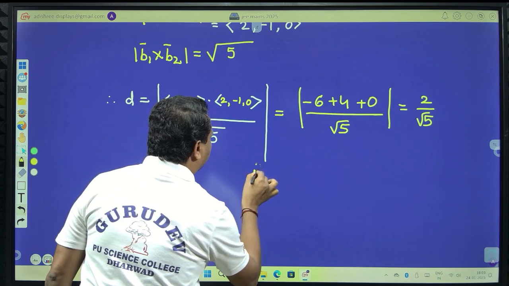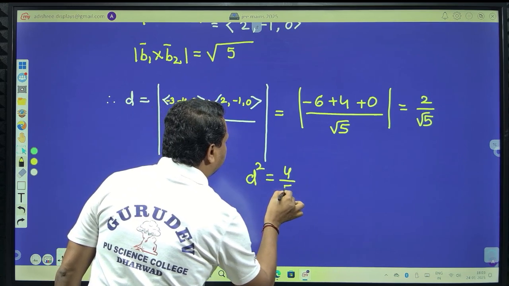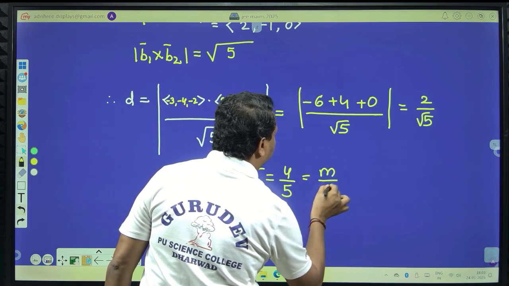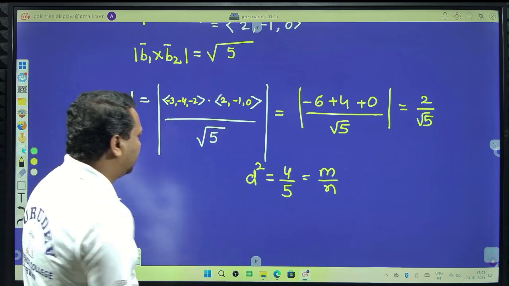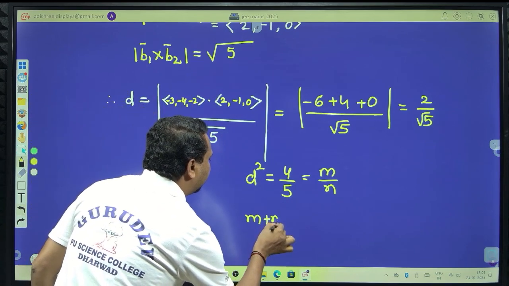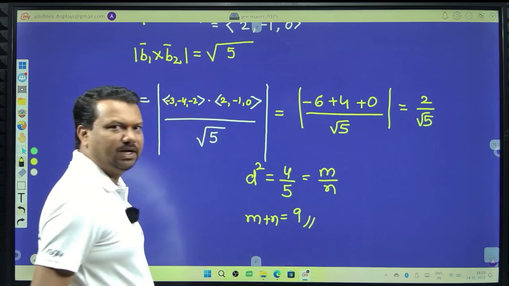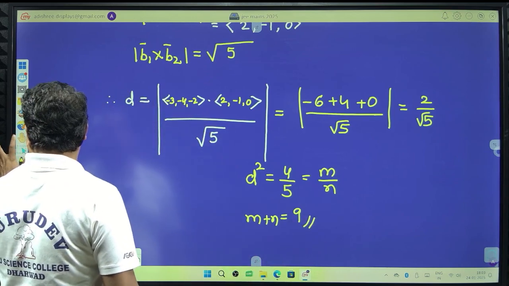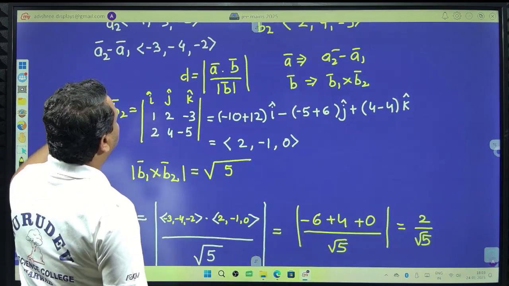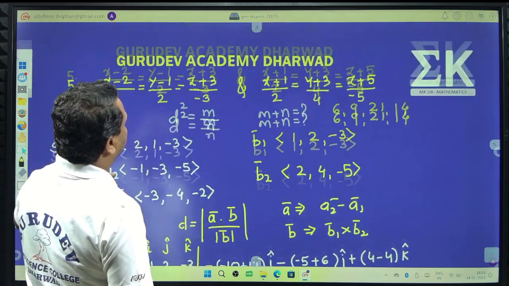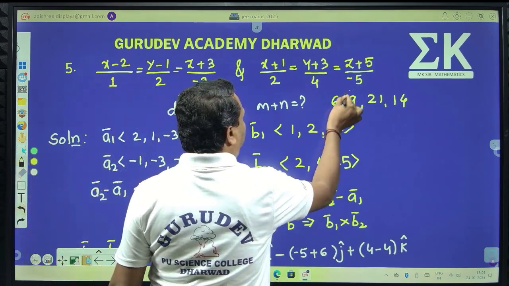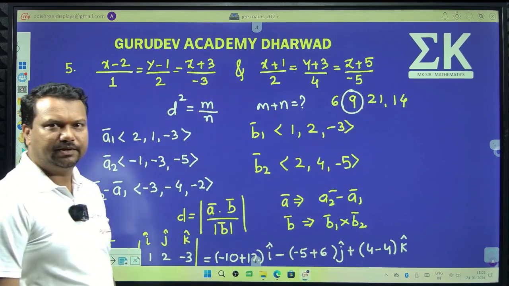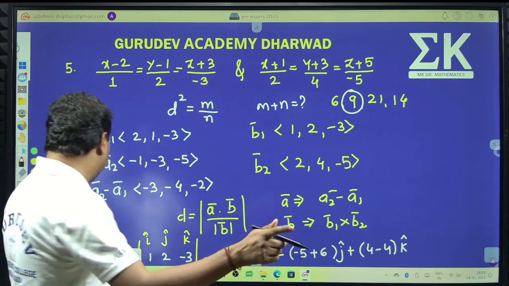Therefore, D square is equal to 4 divided by 5, which is equal to m divided by n. They are co-prime numbers; the highest common factor is 1. Therefore, what is m plus n equal to? It is 9. Done. So, let's look at the options. What should be the answer in this case? The answer is 9. Clear? Done. I hope you understood this. Okay, let's begin the next one.